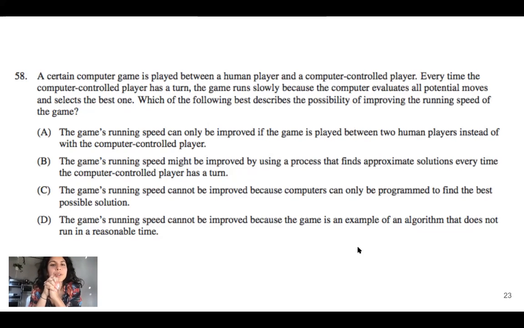A certain computer game is played between a human player and a computer-controlled player. Every time the computer-controlled player has a turn, the game runs slowly because the computer evaluates all potential moves and selects the best one. Which of the following best describes the possibility of improving the running speed of the game? So we want to improve the running speed of the game.